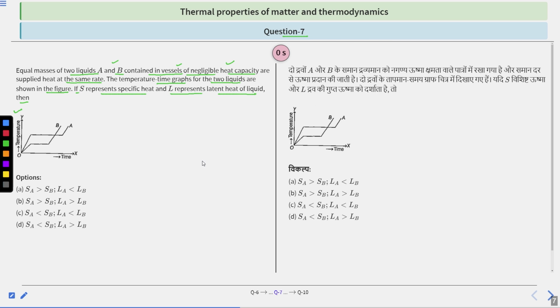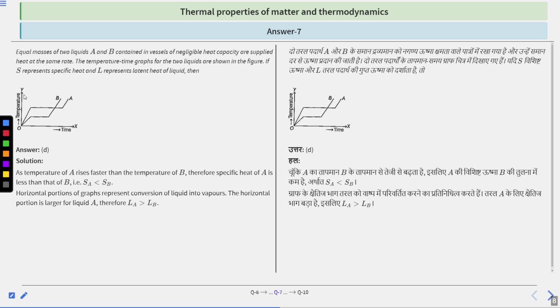Let's find a solution. So here on the y-axis is temperature and on the x-axis is time. The question asks about the correct relation, where S represents specific heat and L represents latent heat of the liquid. As the temperature of A rises faster than the temperature of B, the specific heat of A is less than that of B. So SA is less than SB.